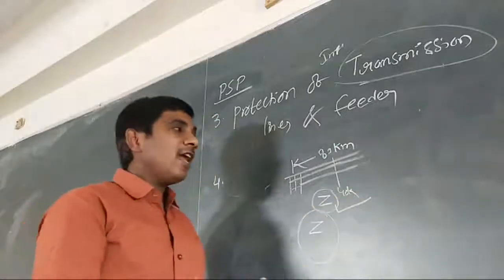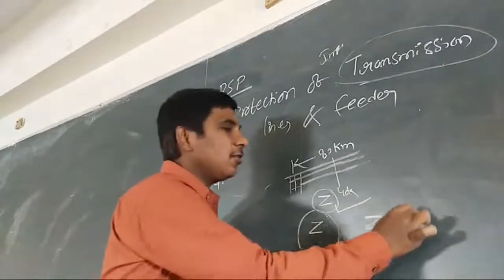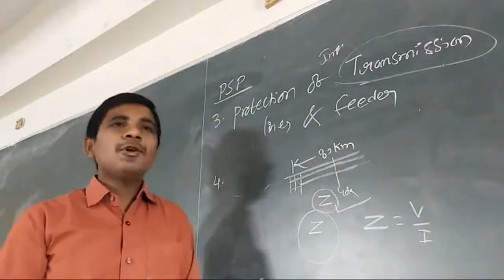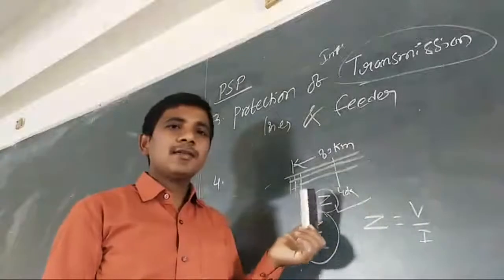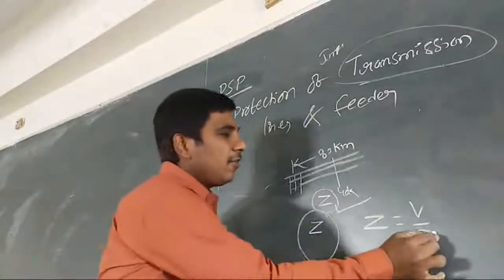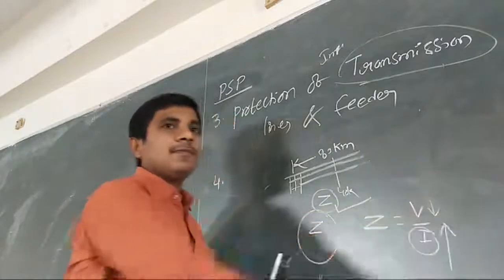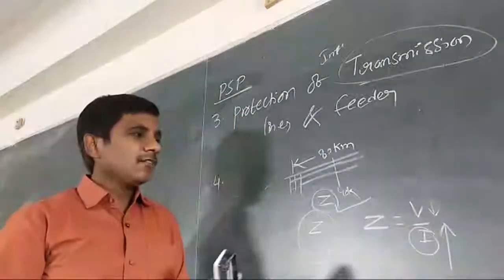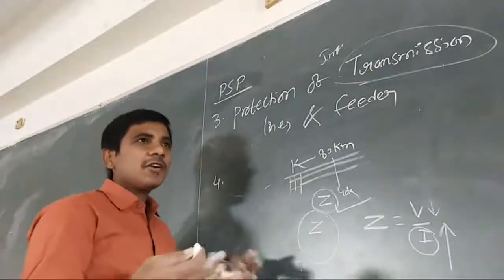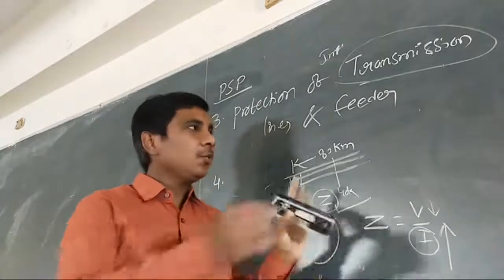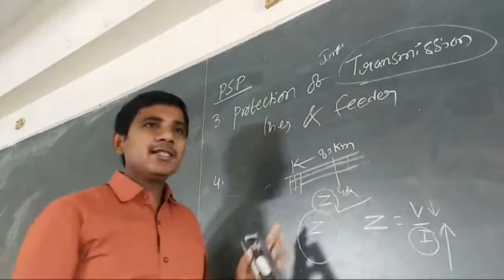Whenever a fault occurs, what will happen? The impedance Z equals V by I. The ratio of voltage to current is known as impedance. Whenever a fault occurs, current will increase and voltage is reduced. You know that, because a fault means a sudden short circuit. In a short circuit, huge current will be there. If any two lines are fallen, current will increase and voltage becomes zero.